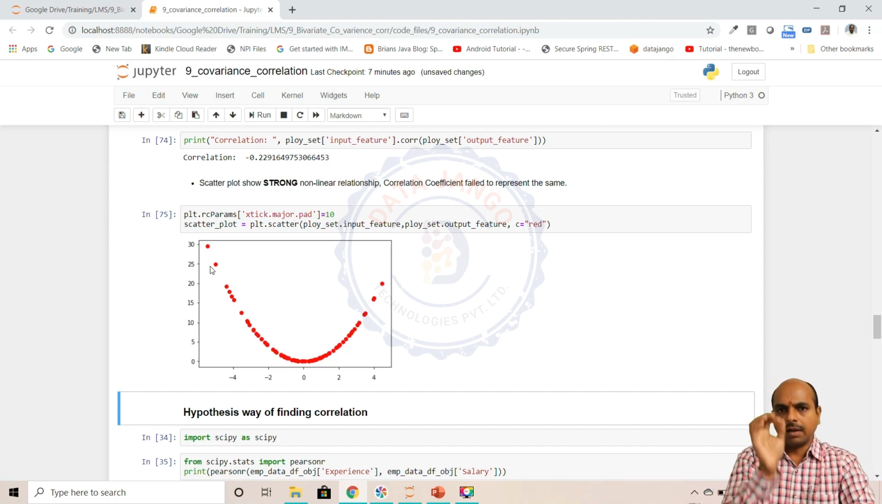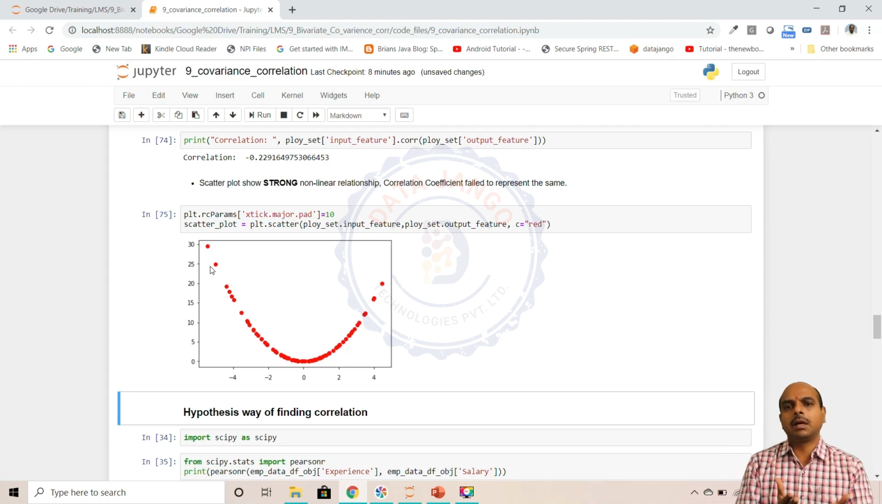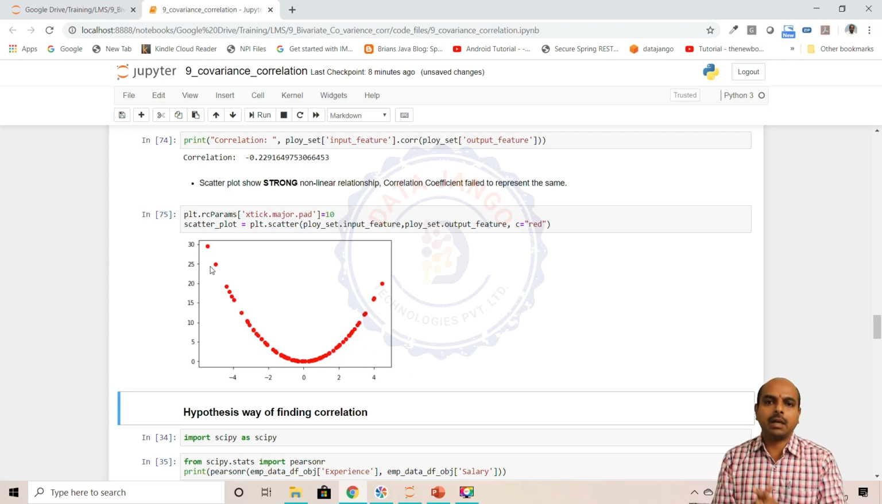So it is always suggested that you calculate the correlation coefficient, look at the number, and then do a scatter plot, look at the graph and see the relationship, and then decide whether to keep the feature or remove the feature. This is one of the aspects in feature selection. We'll talk about feature selection more when we do machine learning algorithms. There are automated approaches to do feature selection, so we'll talk about them there.